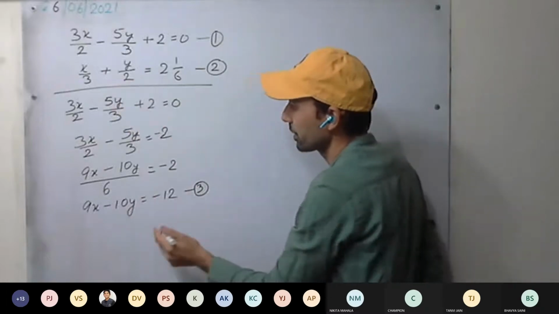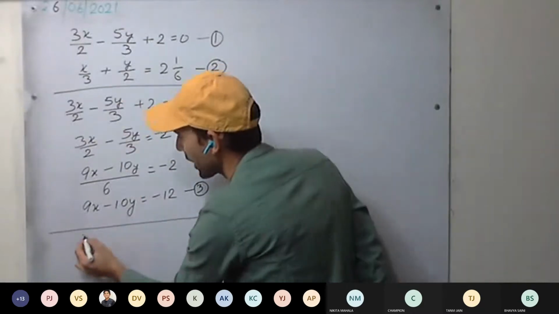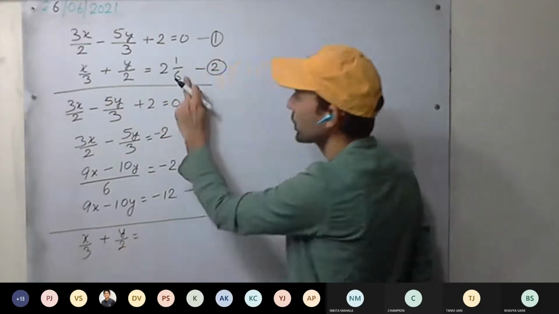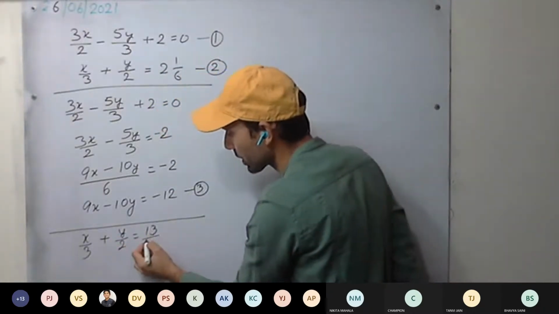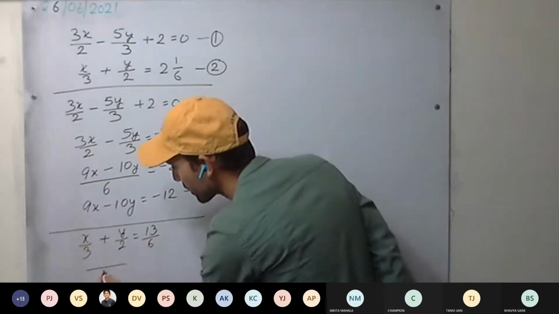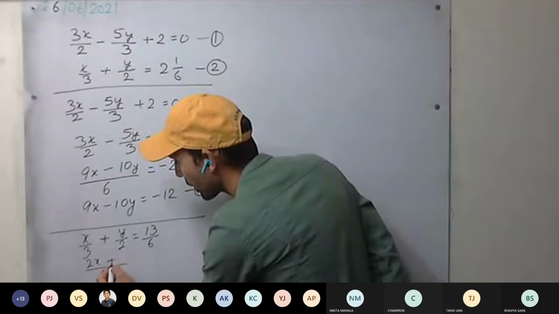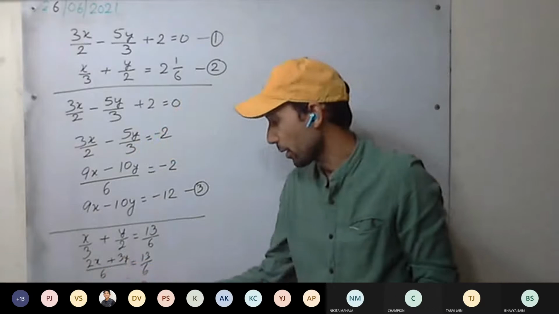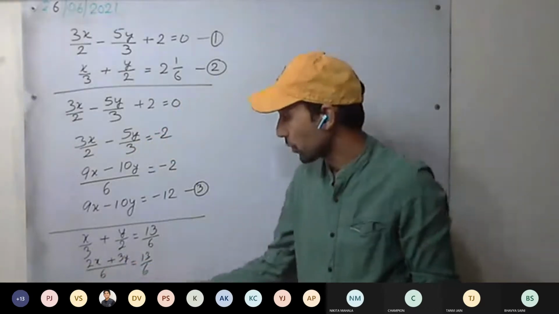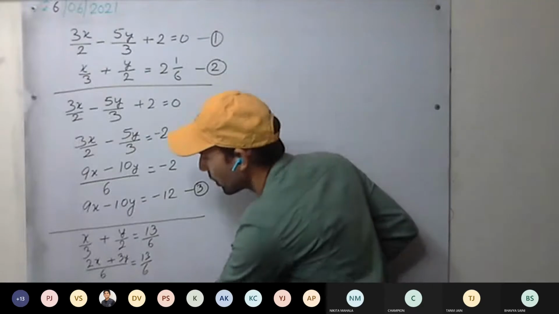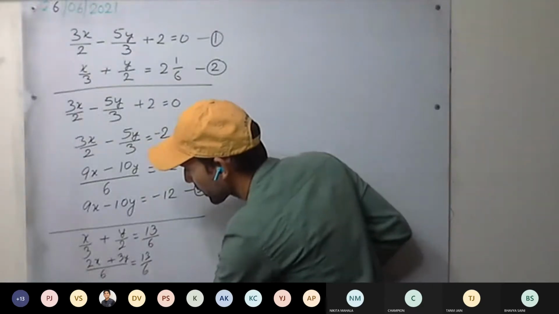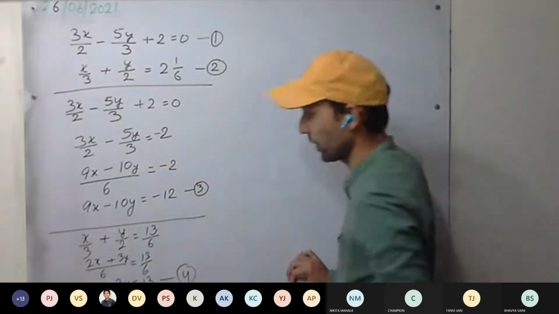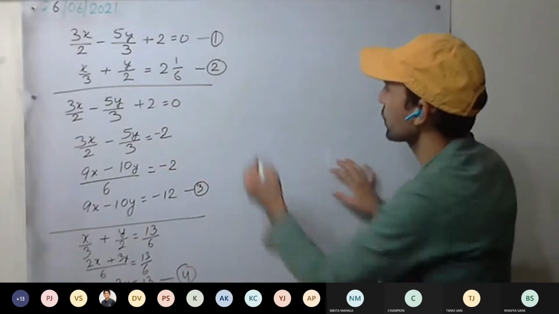Now the second equation. x by 3 plus y by 2 equal to 13 upon 6. Take the LCM, 6: 2x plus 3y equal to 13 upon 6. 6 on both sides will get cancelled. So what equation are we going to get? Okay. 2x plus 3y equal to 13. This is our fourth equation. So these are the two equations now.